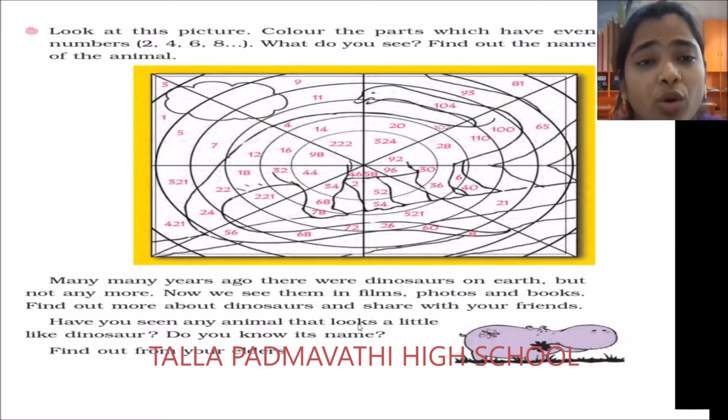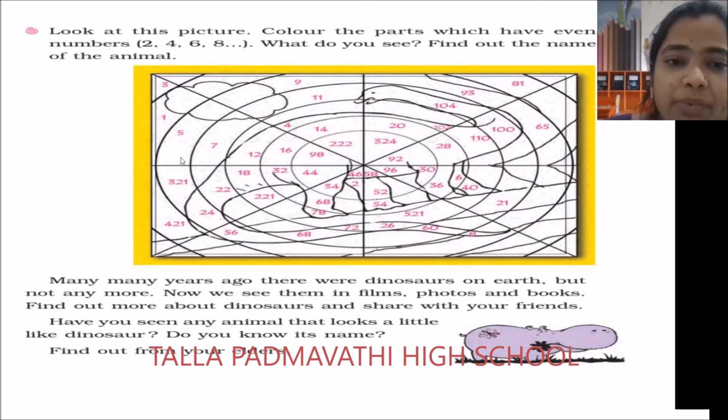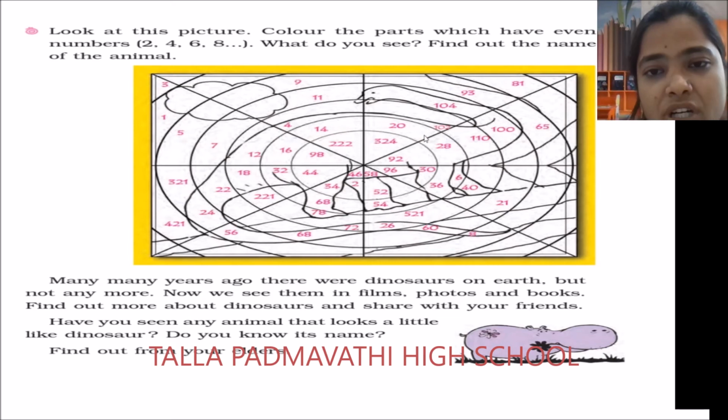Next, look at this picture. Color the parts which have even numbers 2, 4, 6, 8. What do you see? Find out the name of the animal. So here is the picture where it has been numbered. What you need to do is find the even numbers in this and color the picture and find out which animal it is. So start from here. It is 2, which is even. You have to color in this area, and next it is 4, which is even. You need to color in this area.